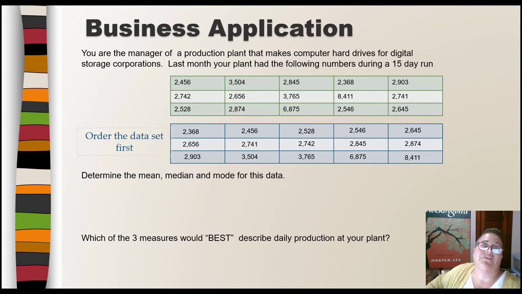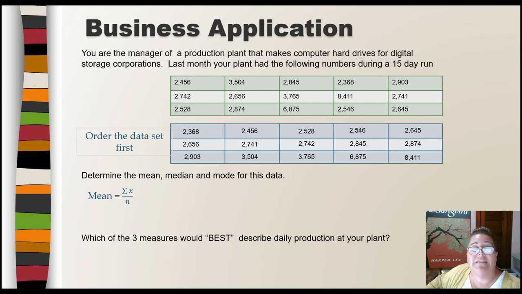I'm going to go ahead and put them in order from lowest to highest. And then what we're going to do is find the mean, the median, and the mode for this data set. The mean, if you recall, is the sum of all the values divided by the number of values. I have 15 different values, so 15 is my n. And then I need to add them all up.